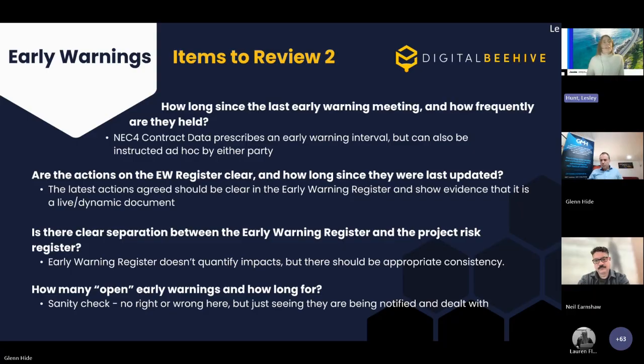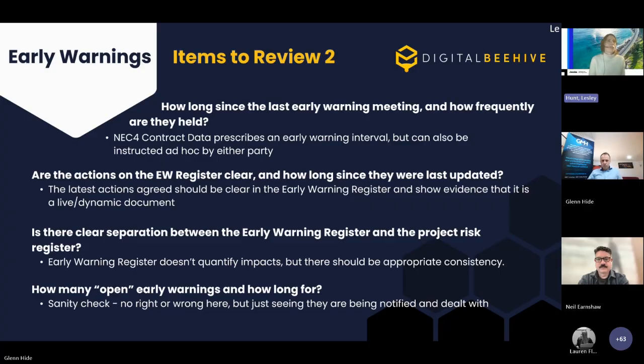So when we're looking at the actions on the early warning register, how long was it since it was last updated? Well, ideally at the end of each early warning meeting. So this is a real place where you can get to the heart of, is this early warning process working? And is there clear separation between the early warning register and the project risk register?